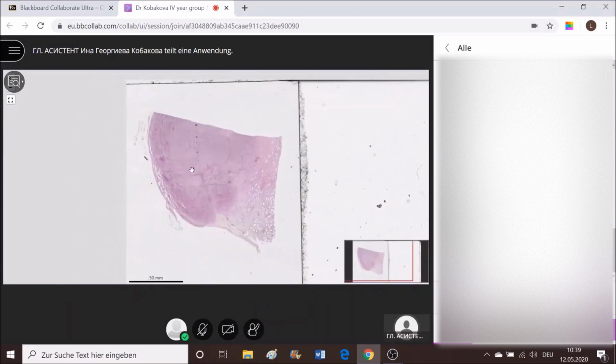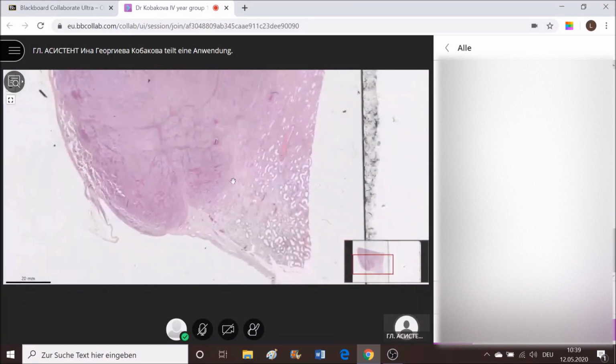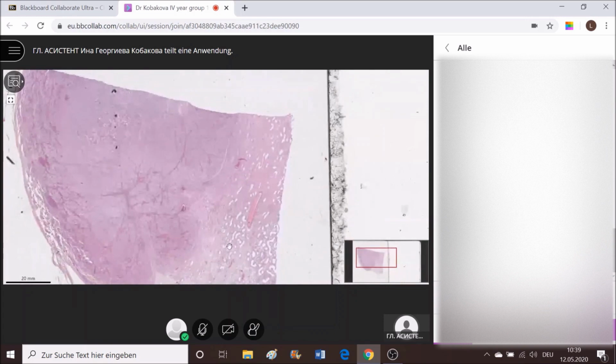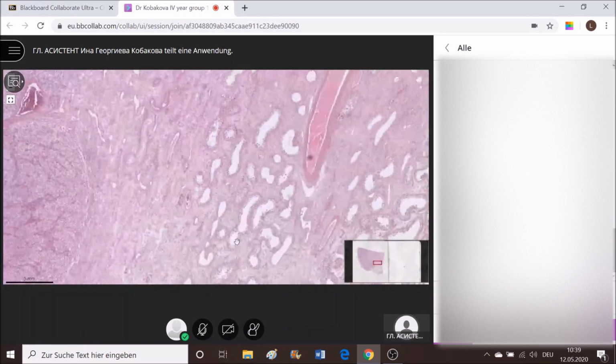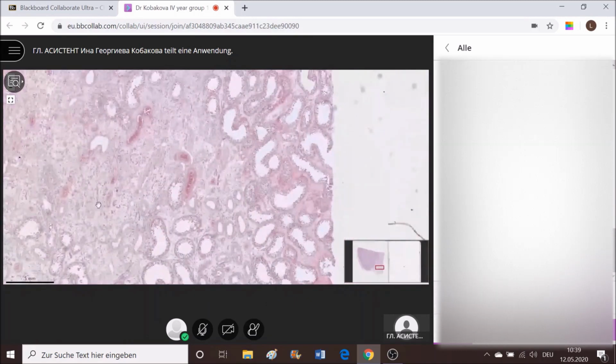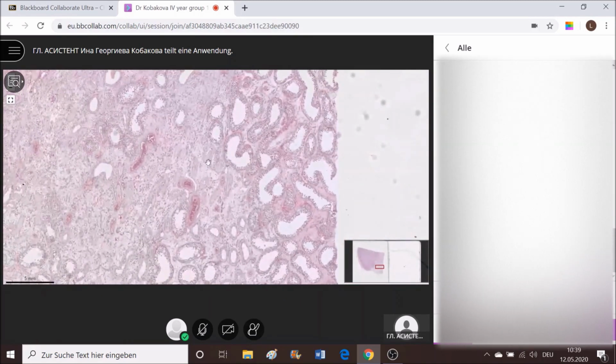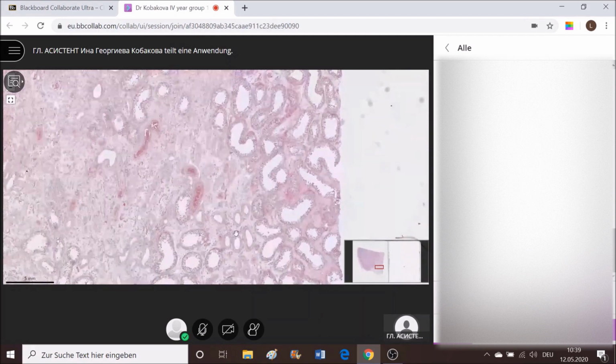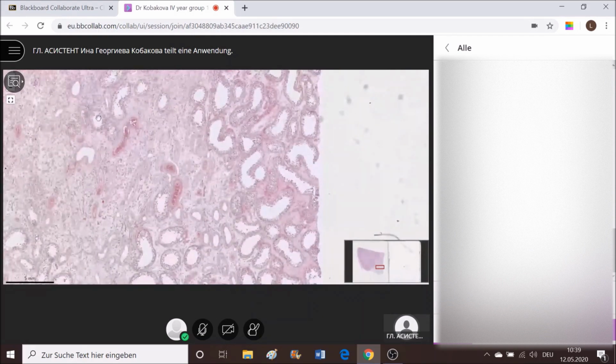Take a look at this one now. It's a very interesting type of tumor. First, let's take a look at the surrounding structures. I will put the field in the normal tissue and you will describe it for me. What sort of a tissue is that? And how did you recognize it?